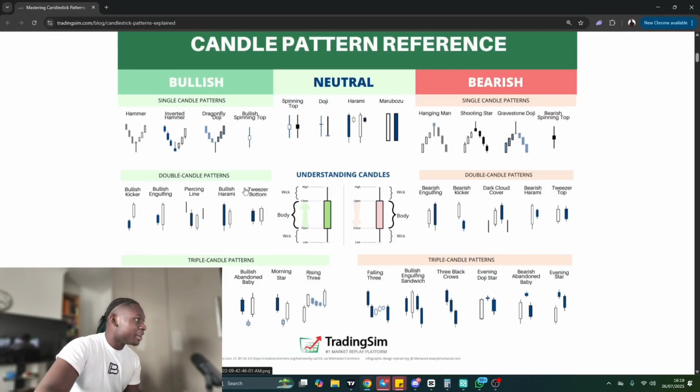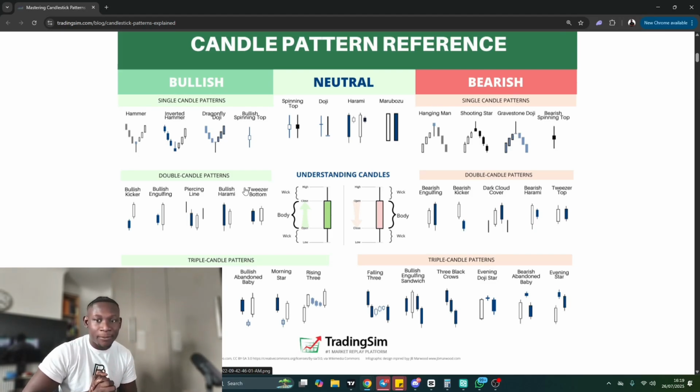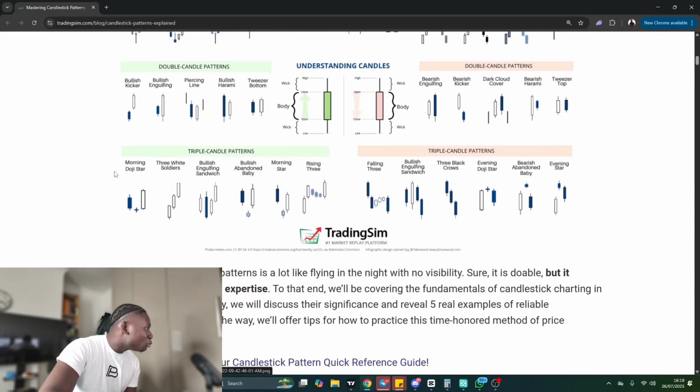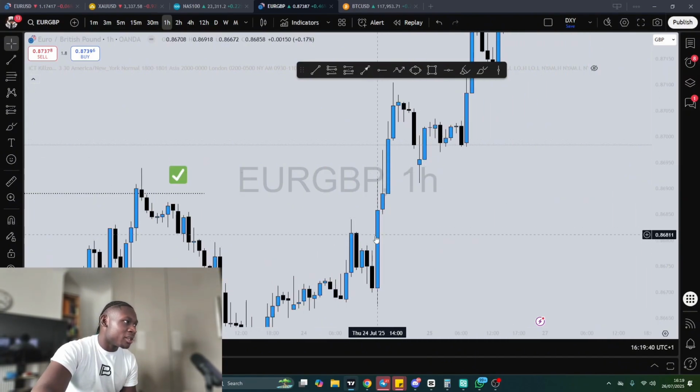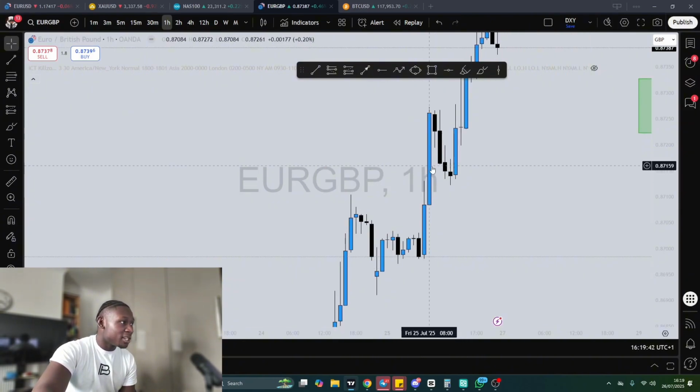Again, double candle patterns. Now, the one pattern that I really want you guys to take in is simply bullish and bearish engulfing. So it's this one here, as you can see. Triple candle patterns: morning doji star, three white soldiers. I mean, look, it's bullishness. I don't think you need to know what three white soldiers is. I can notice that straight away. Okay, cool, price is going up. Price is very bullish, yes.